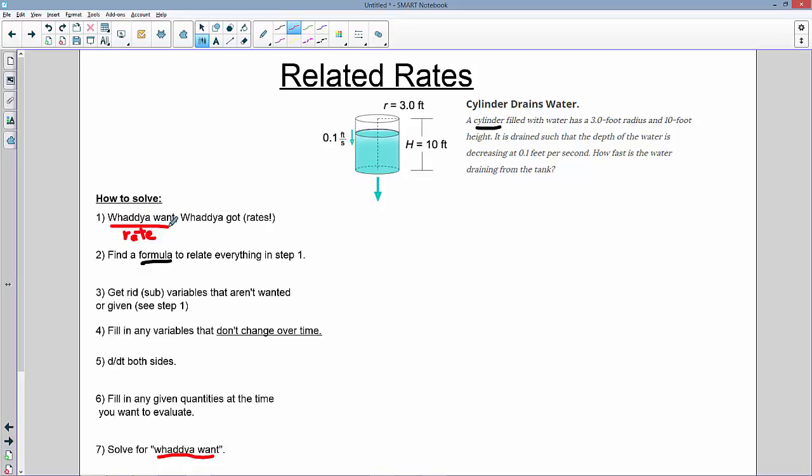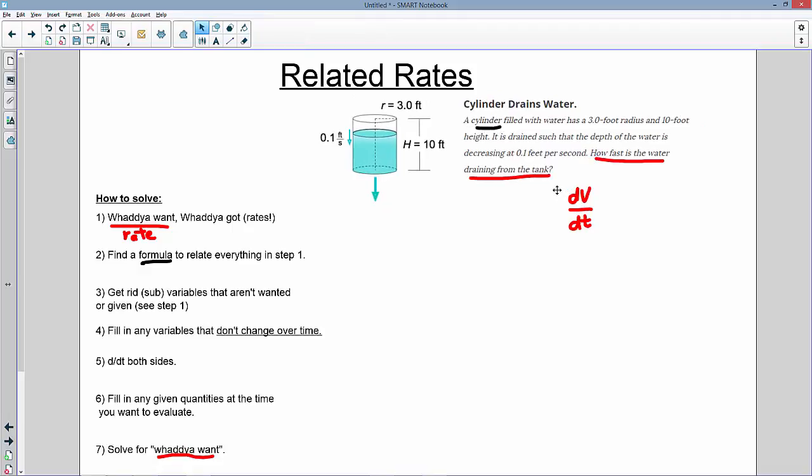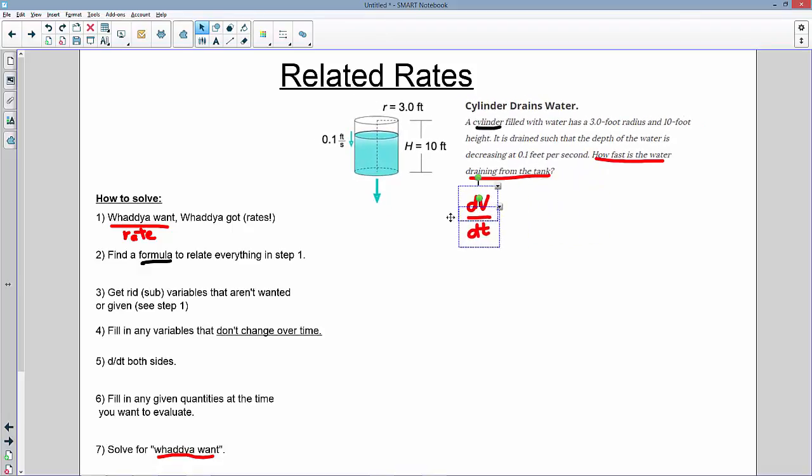What rate do they want? Usually, as you know, with word problems, it's the last sentence. So the last sentence is, how fast is the water draining from the tank? So I know it's d/dt, and the water is going to be volume. I want to know how much volume, so it's going to be dV/dt. That's what they want. Put that over here. And I like to put a question mark there so that I know that's what they want.